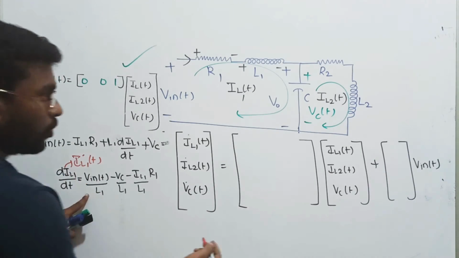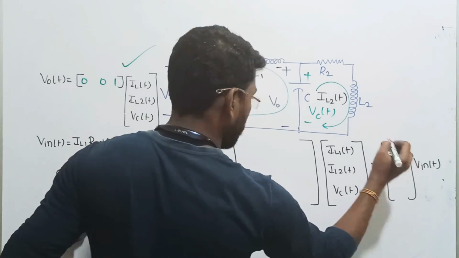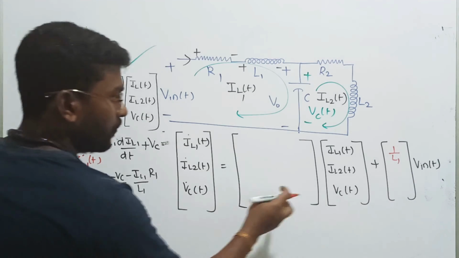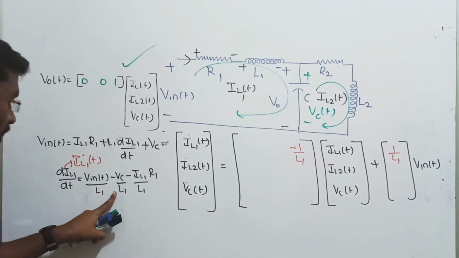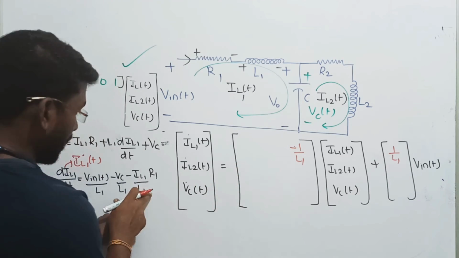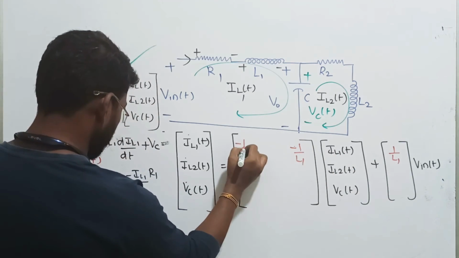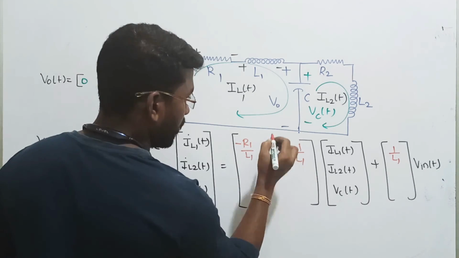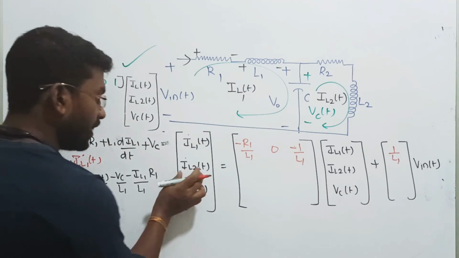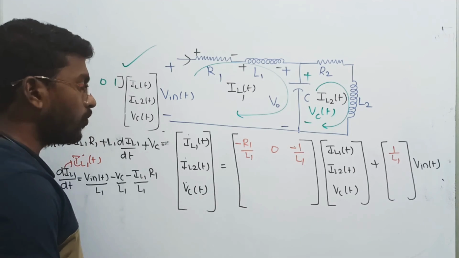It should be equal to Vn of t into 1 by L1, minus 1 by L1 into Vc of t, and then minus R1 by L1 into IL1 of t, minus 0 for IL2 of t. Is IL2 of t present here? No, that is going to be 0. It is over. Similarly, write the expression for IL2 of t.